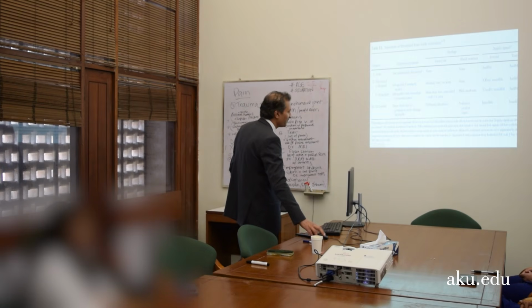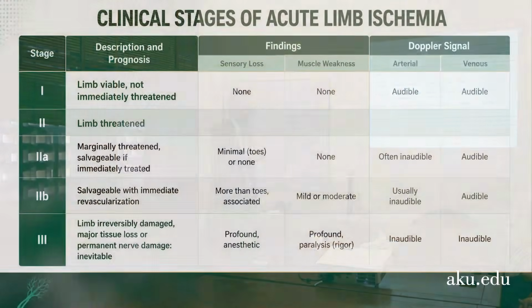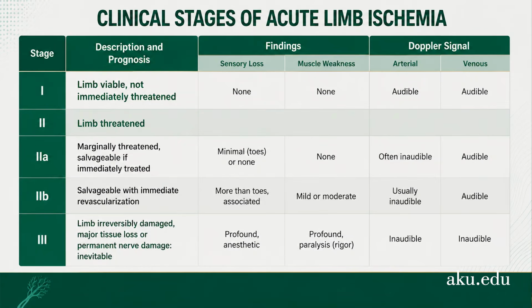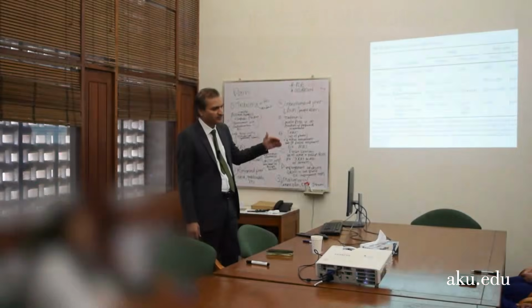The first thing is pain management. So this was the classification I was talking about. You rightly said it is known as the Rutherford classification, in which we divide the limbs into viable, threatened, and irreversible. The threatened is further divided into marginally threatened, and then there is the immediately threatened.